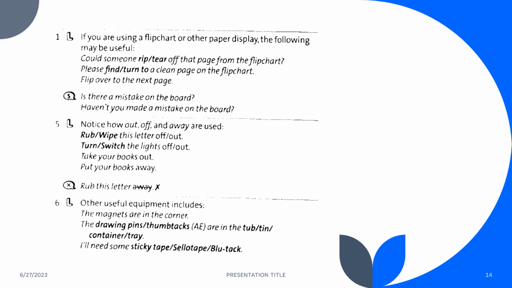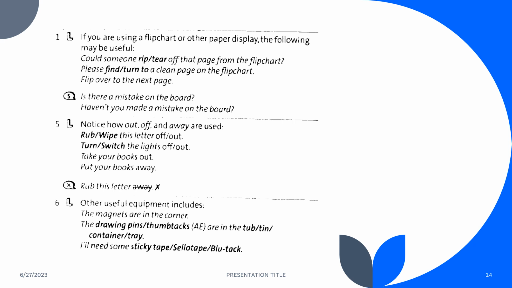While if you are using a flip chart or other paper display, the following may be useful. Would someone rip or tear off the page from the flip chart? Please find or turn to a clean page on the flip chart. Flip over to the next page. Is there a mistake on the board? Haven't you made a mistake on the board?